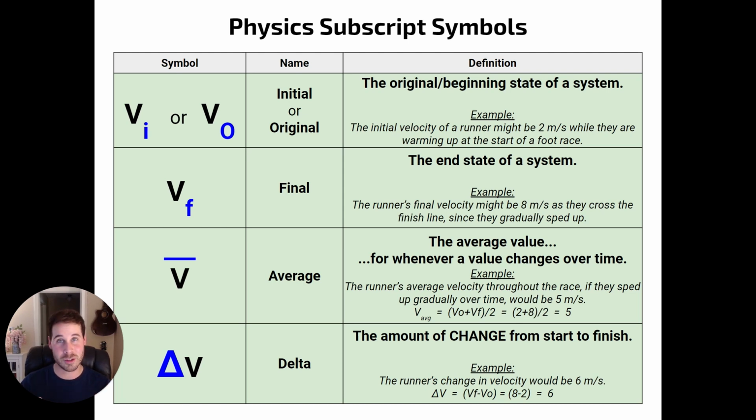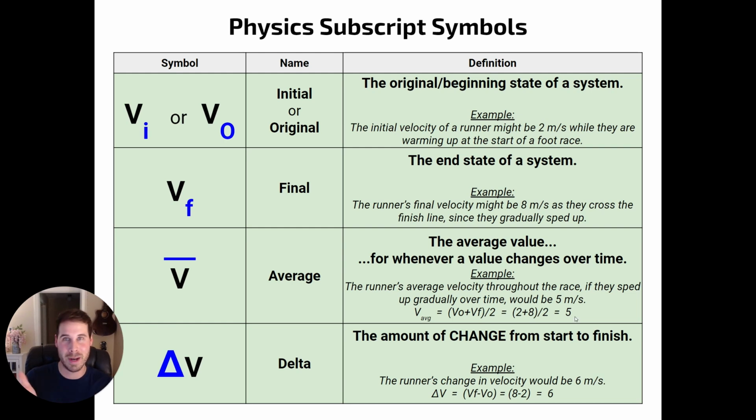So when you see delta, this triangle symbol, in front of another letter, it means the amount of change in that thing. So delta V would mean how much change in velocity was there. So for our runner, who started at 2 meters per second and ended up at 8 meters per second, how much was the change? Well, the change was positive 6.